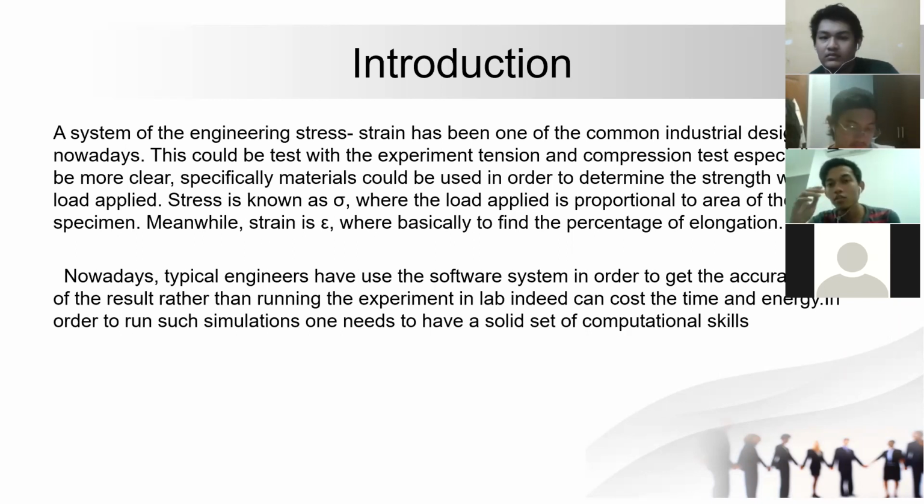In this tensile test, stress is known as sigma, where the load applied is proportional to the area of the specimen. Meanwhile, strain is basically used to find the percentage of elongation. Engineers typically use software systems to get accurate values, rather than running experiments in the lab manually. MATLAB is one of the programs that can simply calculate the values and estimate the mechanical properties from the stress strain diagram.